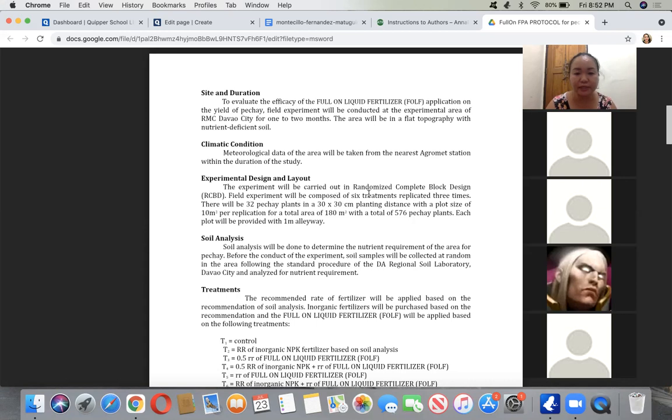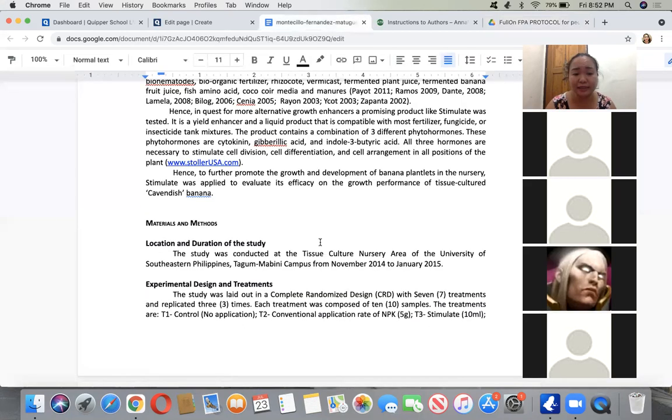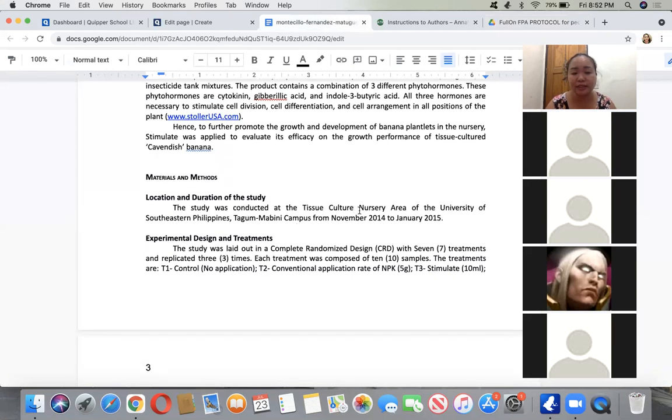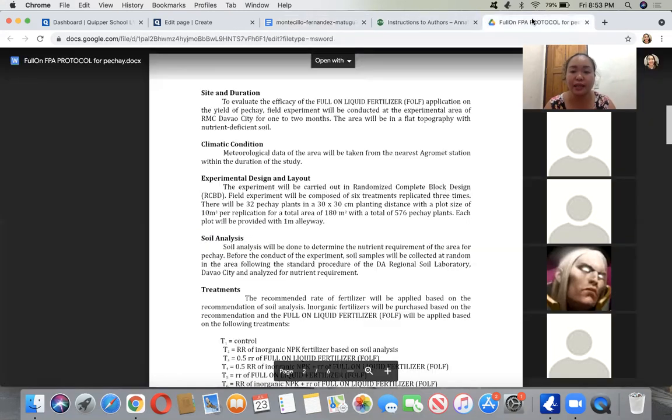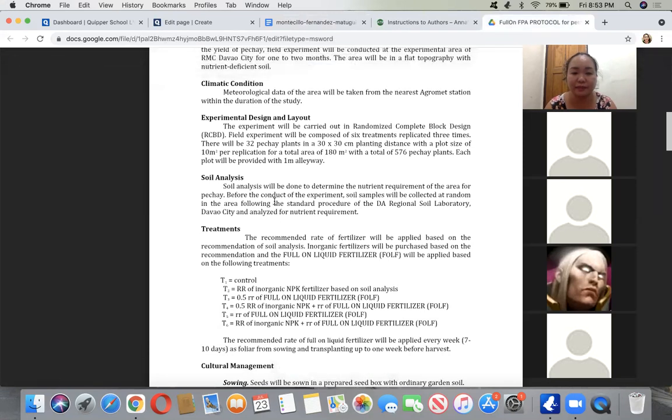So field experiment will be composed of 6. So lahat will be kasi proposal pa lang. So kapag tapos na ang study like this, the study was conducted at the tissue culture nursery since I came from University of Southeastern Philippines, so from 2015, doon kami nag-conduct. So I was still affiliated with USEP before I went to Samoa at the University of the South Pacific. So the study was laid out dito. But in the protocol, will be pa talaga yan.